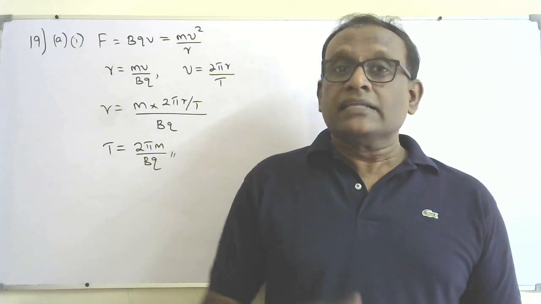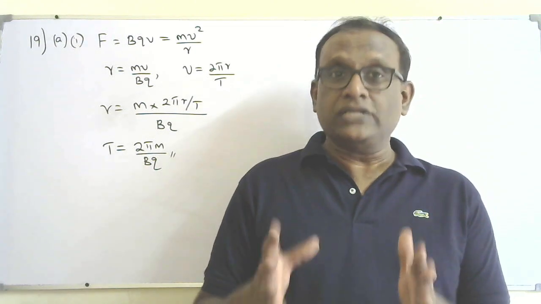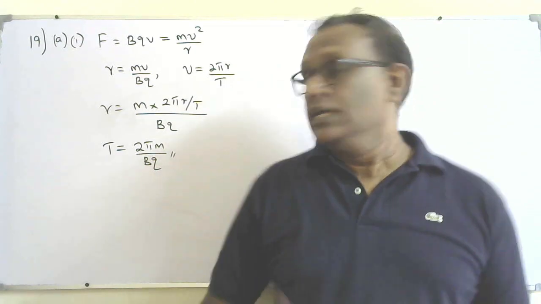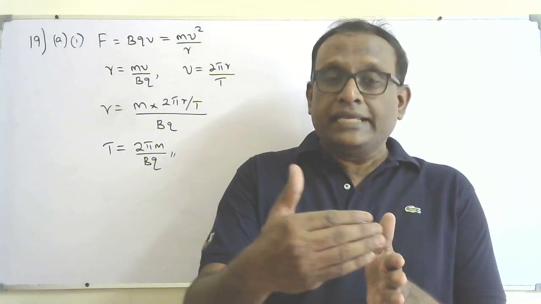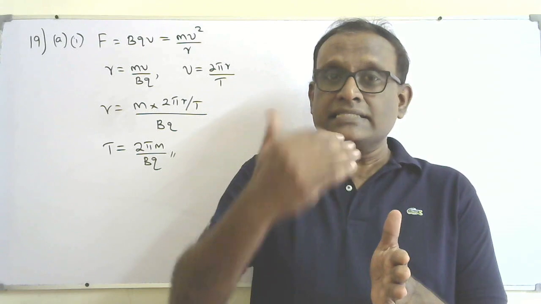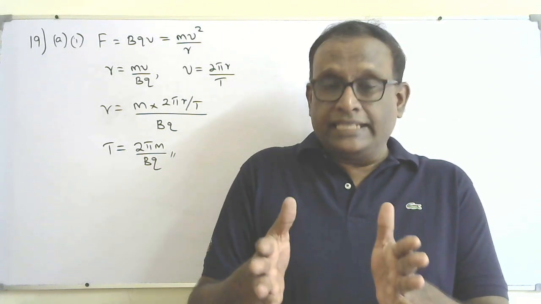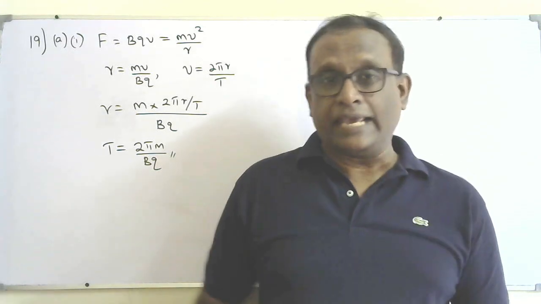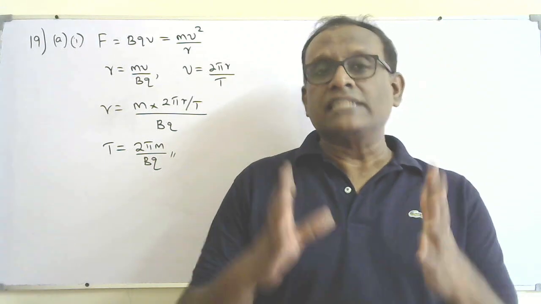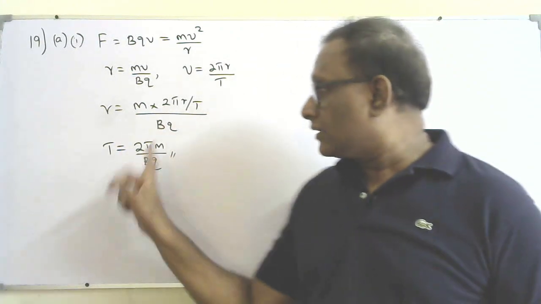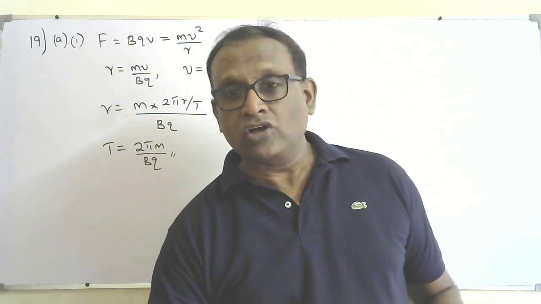So that means the time period of the particle should not depend on the speed and the radius, as obtained in this equation. So if we maintain the time period of the AC signal the same as the time period of the particle, then we can maintain the polarities properly whenever it crosses the gap, and we can increase the energy of the particle. So that's the answer you should give, because the time period does not depend on the speed and the radius of orbit of the particle.